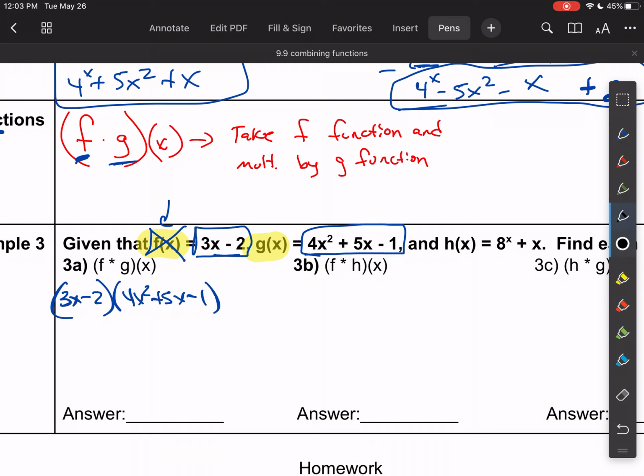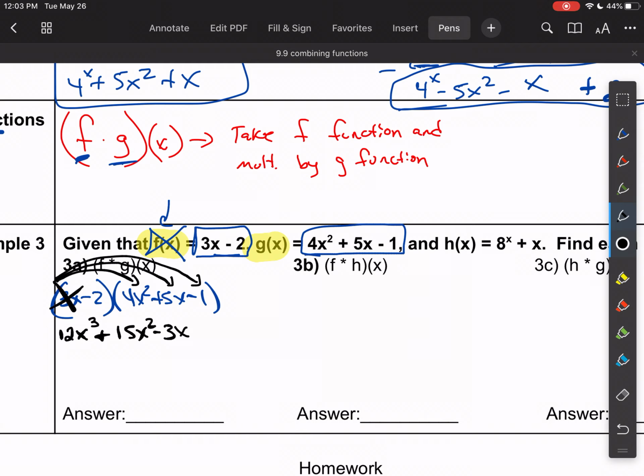So, little refresher here. We are multiplying the two pieces together, so I have to distribute everything out. I take the first 3x and distribute it to the 3 parts of the second equation, the g function. So 3x times 4x squared gives me 12x cubed. Notice 3 times 4 is 12, and x times x squared is x cubed. 3x times 5x gives me plus 15x squared. 3x times negative 1 gives me negative 3x.